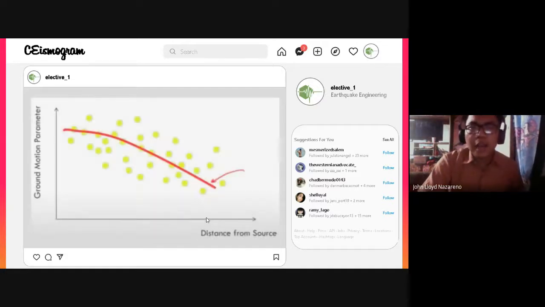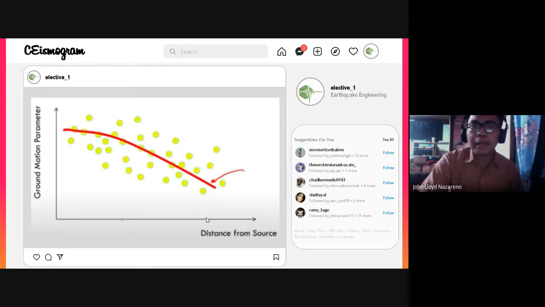Ayan. Now, the most common trend that we see is that the further away we are from the causative fault, the smaller the ground motion parameter is. That is why it is called attenuation relationship, literally meaning na humihina. Like for example, we draw a line over it. The line tends to attenuate the ground motion parameter in relation to its distance from the fault. So yung equation ng line na to, pwede natin gamitin to predict the ground motion parameter, in this case, PGA.